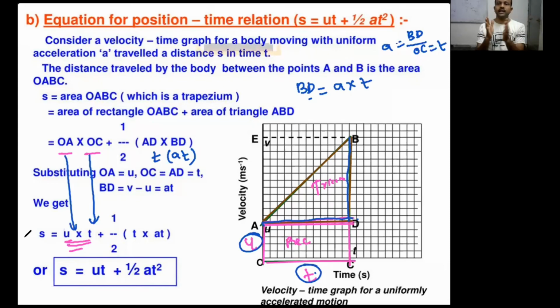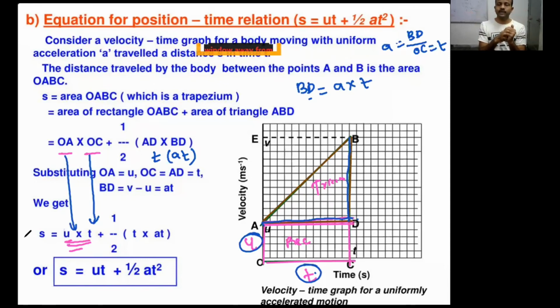So to get the second equation of motion, what we have to do? We have to split the area into two parts. So first part will give you the rectangle and second part will give you the triangle. So from the rectangle you can take values directly. OA you have to replace with the initial velocity, OC you have to replace with the time. That will give you the ut plus the triangle is there.